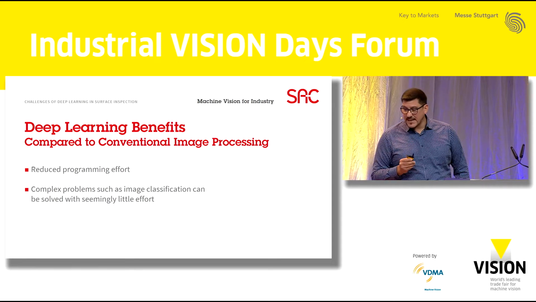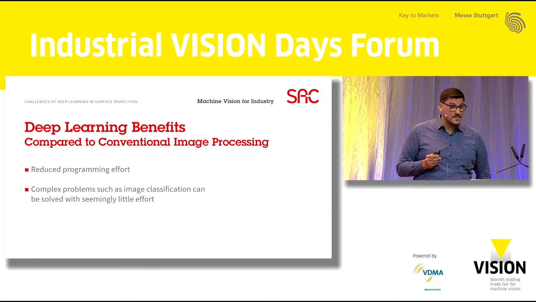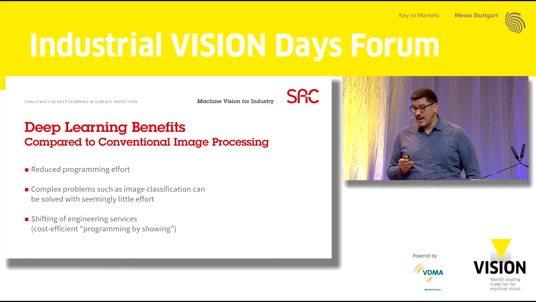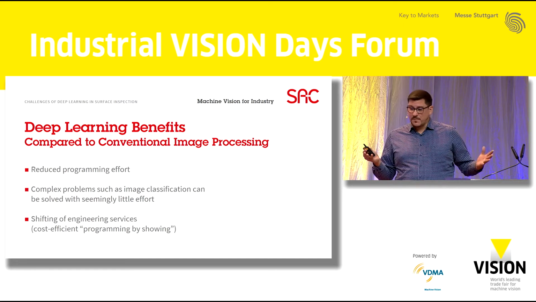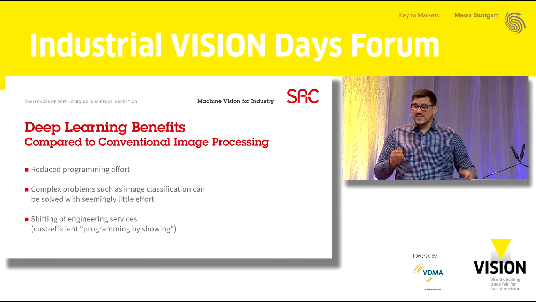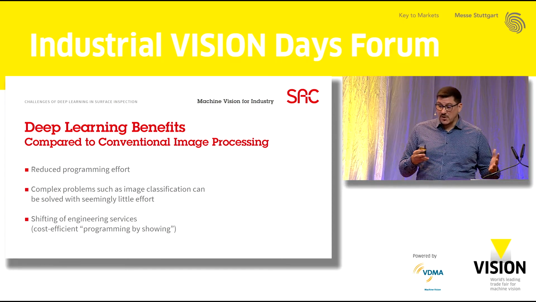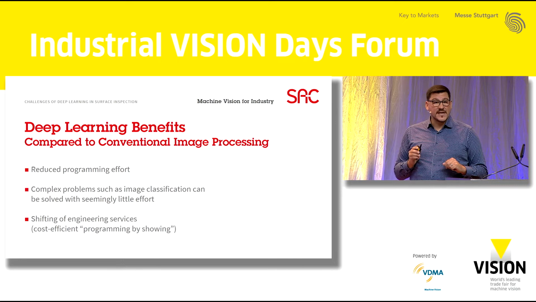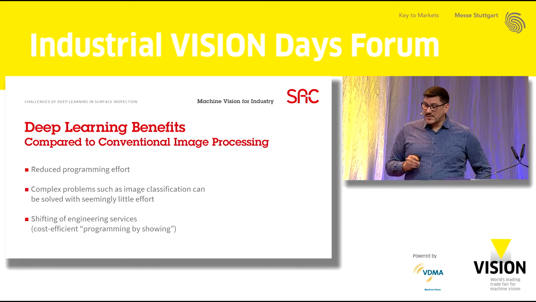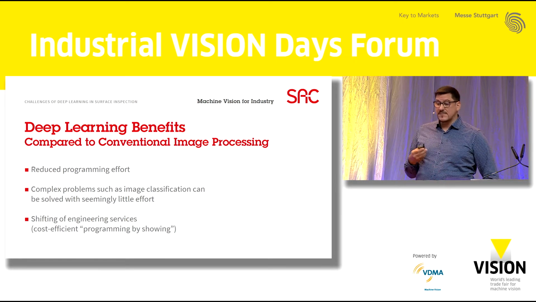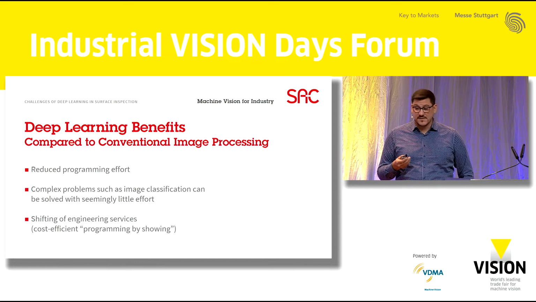And an aspect that is often underestimated, in my opinion, is the shifting of engineering services. That means deep learning could be translated into programming by showing. So the responsibility for machine vision solutions can be shifted from expensive machine vision engineers to cheaper technicians. On top of that, the specialists, the technicians, are usually more familiar with the special features of the inspected parts.